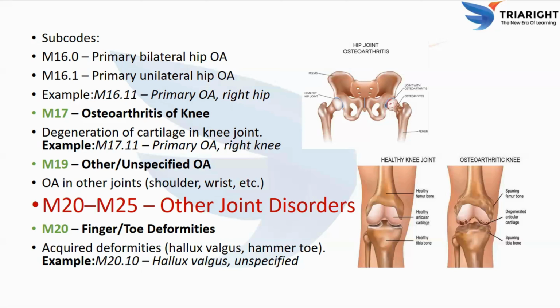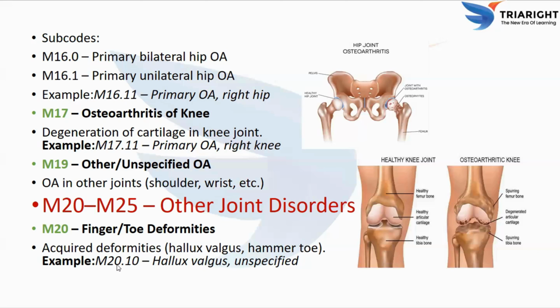So next is M17. How is this code described? M17 is osteoarthritis of the knee. This shows knee cartilage degeneration, which leads to pain, stiffness, and also reduced mobility. So what is the example? M17.11, which is primary osteoarthritis, right knee.